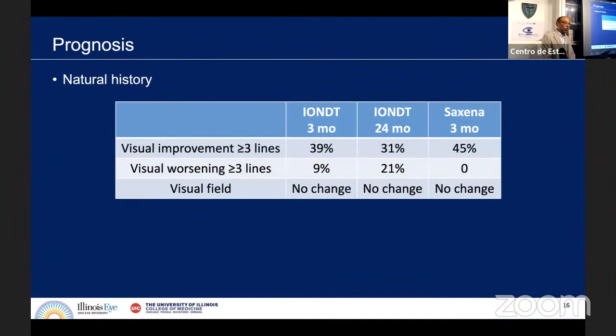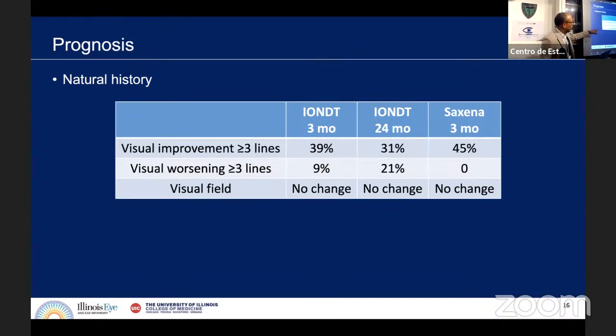And so the natural history, fortunately, is that many of these patients will gain some vision. They'll improve depending on the study. So in the IONDT at 3 months and 24 months, about a third, maybe up to a half of patients will get visual improvement. So that's good for you to be able to say. That's hopeful. Patients feel good if you tell them there's a chance they can get better.